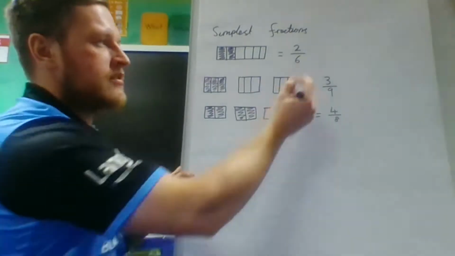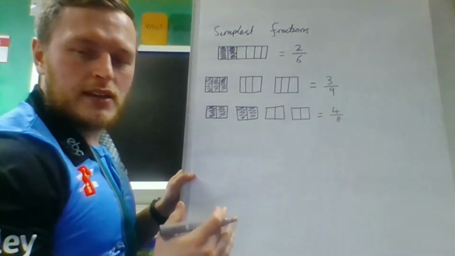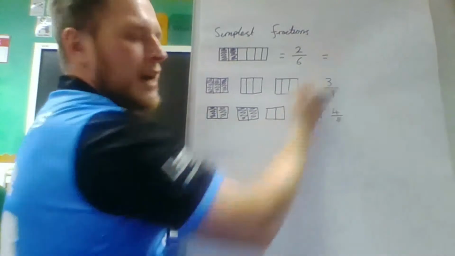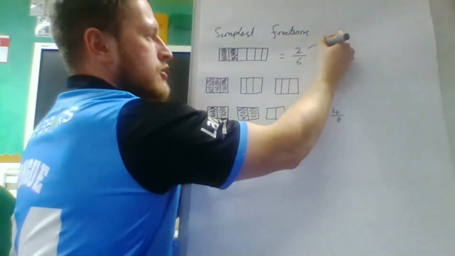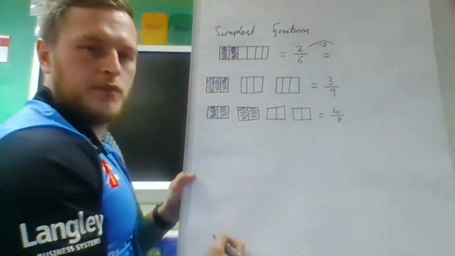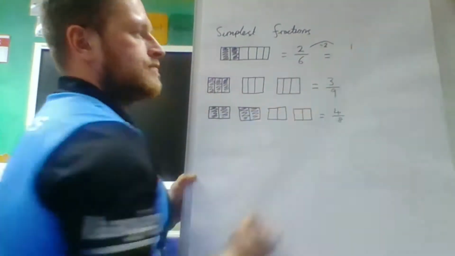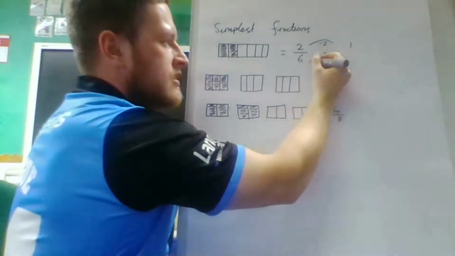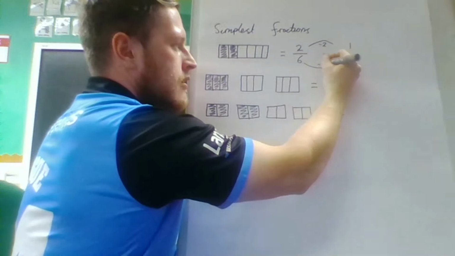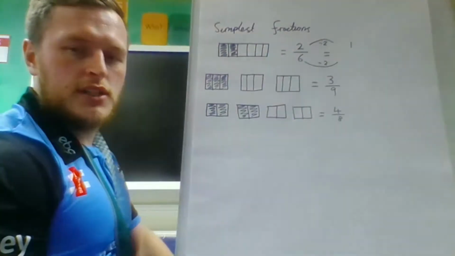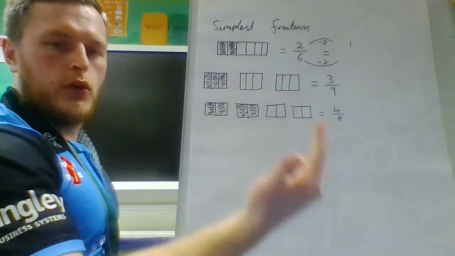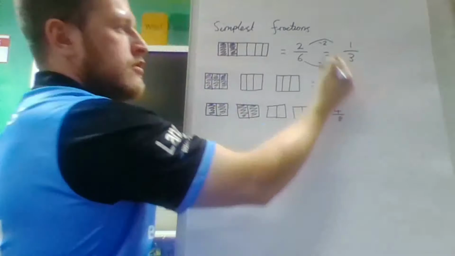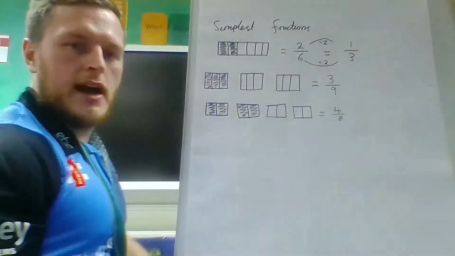So I've got 2/6 here. If I were to make 2/6 into its simplest fraction, I need to divide the numerator by itself. So 2 divided by 2 equals 1. And then to keep it the same, I need to do the same to the denominator. So 6 divided by 2: 2, 4, 6. 6 divided by 2 is 3. So 2/6 equals 1/3.